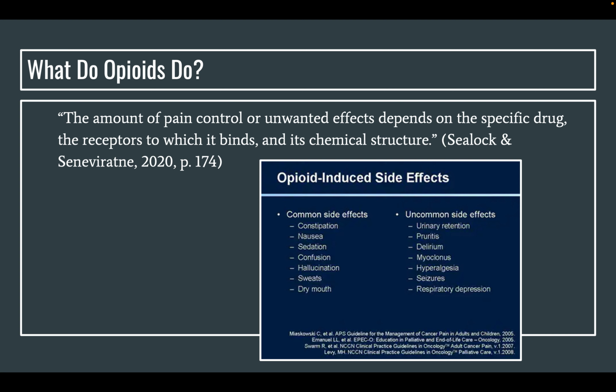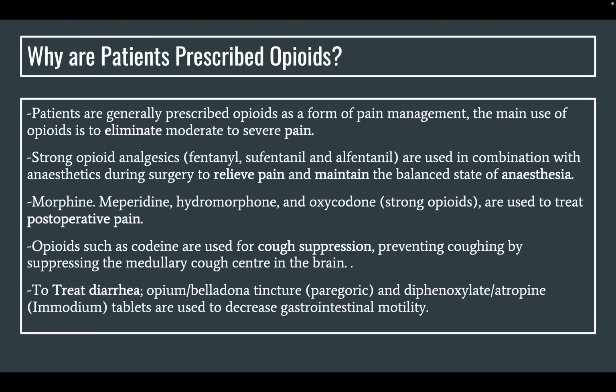So, what do opioids do? The amount of pain control or unwanted effects depends on the specific drug, the receptors to which it binds, and its chemical structure, as said in Sealock and Seneviratne, 2020, page 174. As we talked about previously, the common side effects are listed below in the chart, and also some uncommon side effects.